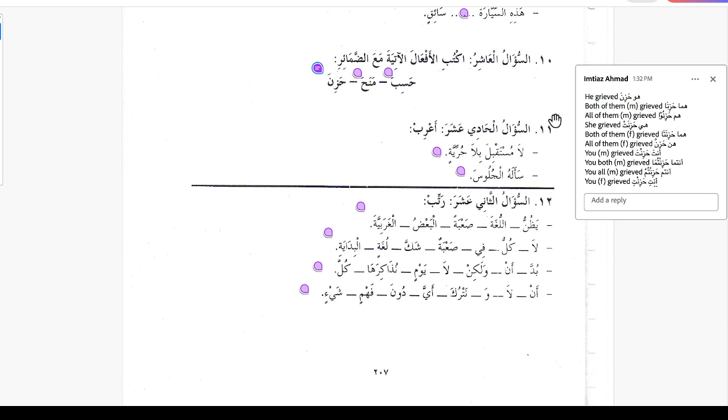Hazina yahzanu is the past tense again. Huwa hazina, he grieved. Huma hazina, both of them masculine grieved. Hum hazinu, all of them masculine grieved. Hiya hazinat, she grieved. Huma hazinata, both of them feminine grieved. Hunna hazinna, all of the feminine grieved. Anta hazinta, you masculine grieved. Antuma hazintuma, you both masculine grieved. Antum hazintum, you all masculine grieved. Anti hazinti, you feminine grieved. Antuma hazintuma, you both feminine grieved. Antunna hazintunna, you all feminine grieved. Ana hazintu, I grieved. Nahnu hazinna, we grieved.